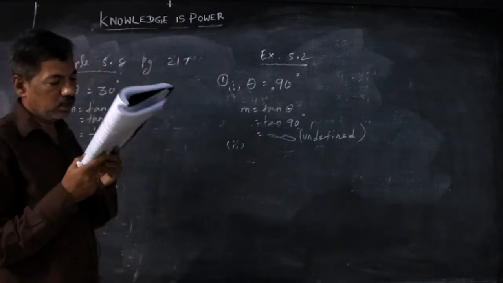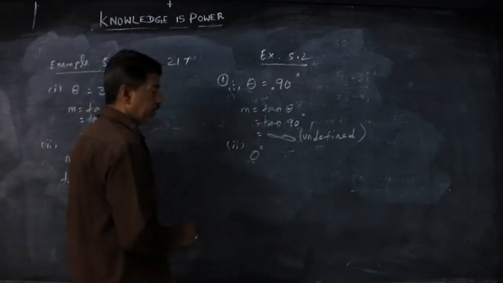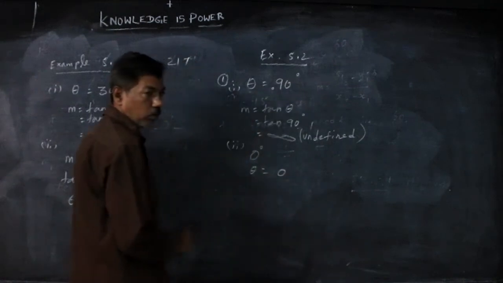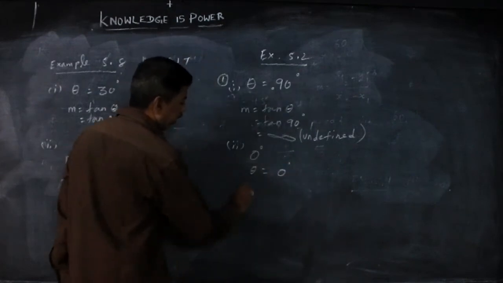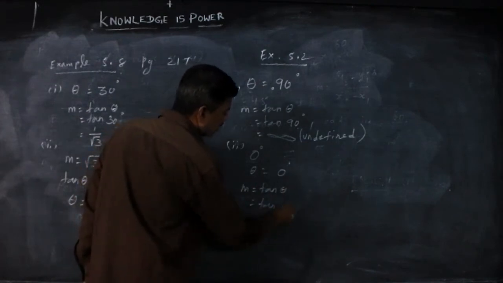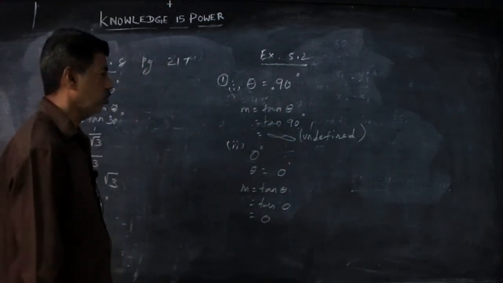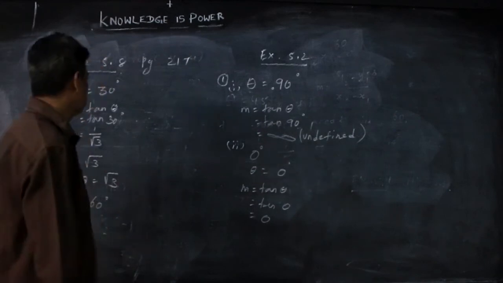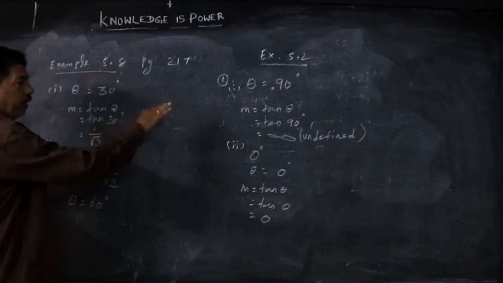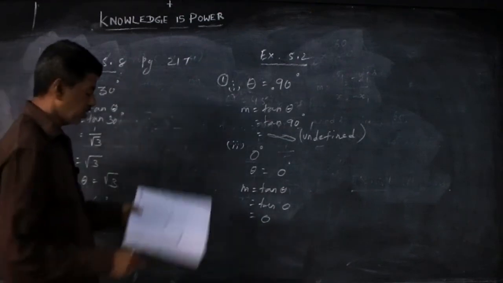So in that same, second question is given. What is the second question? 0 degree. So 0 degree means same. Theta is given as 0 degree. m equal to tan theta equal to tan 0. Tan 0 degree equal to 0. So in this model we done exercise first Roman letter 1, Roman letter 2. Now in this model we can do that second question.